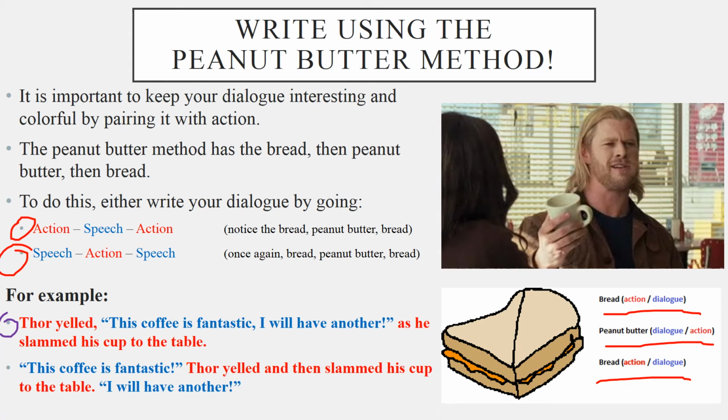On the other hand, we could do speech, action, speech. "This coffee is fantastic." Thor yelled and then slammed his cup to the table. "I will have another." So, in that statement, we have speech, "This coffee is fantastic." That's the bread. Then we slip to the peanut butter. Thor yelled and then slammed his cup to the table. Then we go back to speech. That's the last part of the bread. "I will have another."